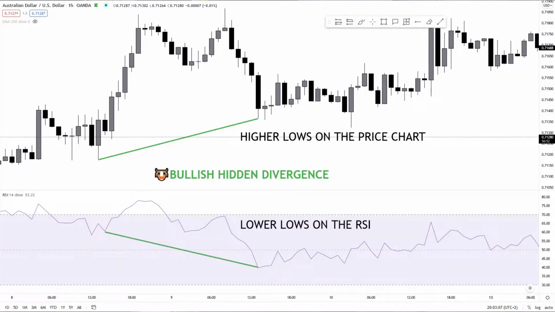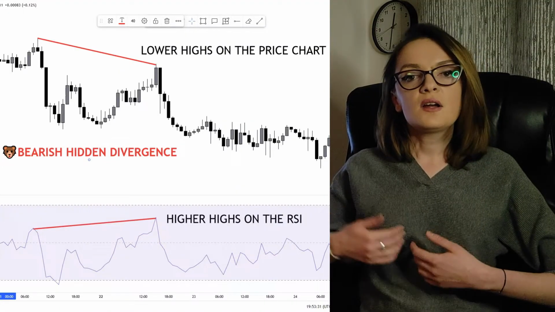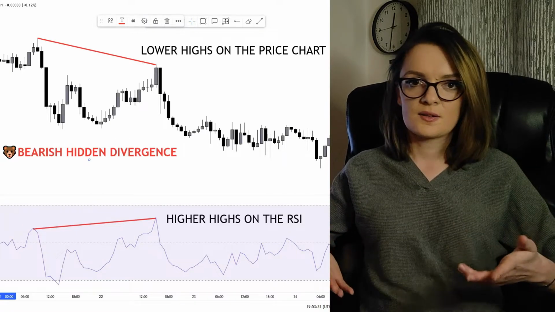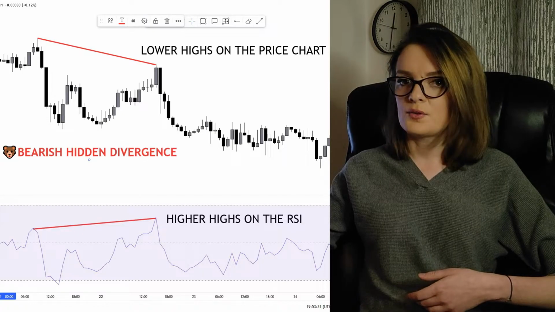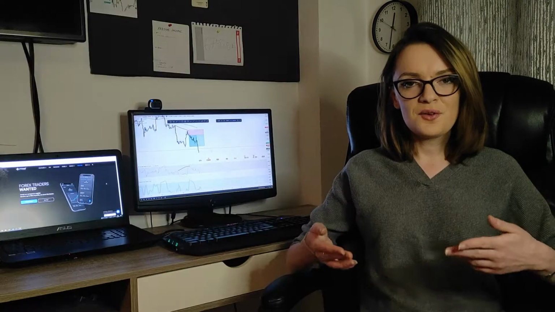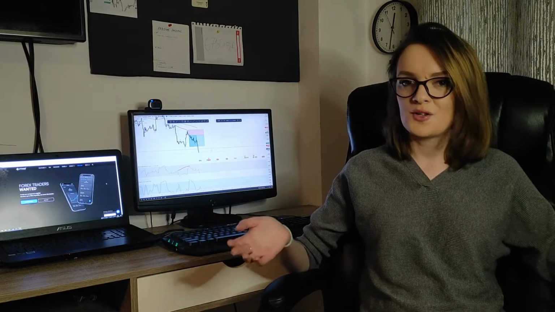The bullish hidden divergence, which is formed when the price is making higher lows, but the RSI shows us lower lows, as we can see in this example. This tells us that there is a possibility for the trend to continue to the upside. The bearish hidden divergence is when the price is making lower highs and the RSI shows us higher highs. This predicts us that there is a possibility for the trend to continue to the downside. So now, knowing this info regarding the hidden divergences, let's go to the charts and see how this strategy works.